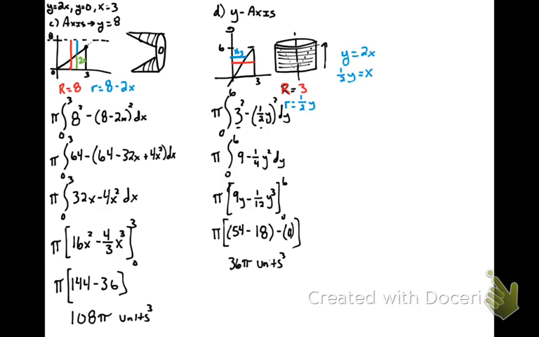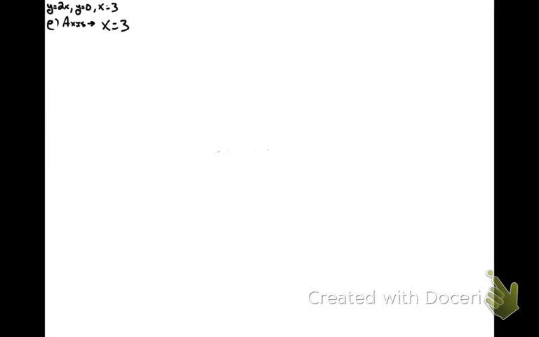Let's consider one more. Let me pause to set this up. In this case, we've got a new axis of rotation. The axis of rotation is the line x equals 3. So if we set up our picture again, we've got a figure that's formed by y equals 2x, x equals 0, and x equals 3. And now we're actually going to rotate it around x equals 3. So when we're done, we're going to have an object that looks basically like an upside down cone. And so it'll look something like this.